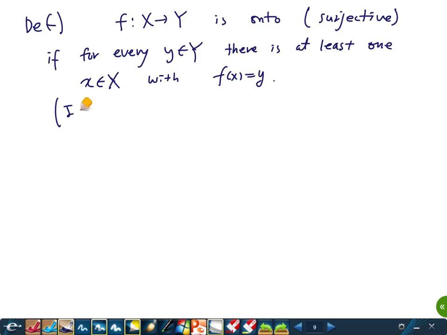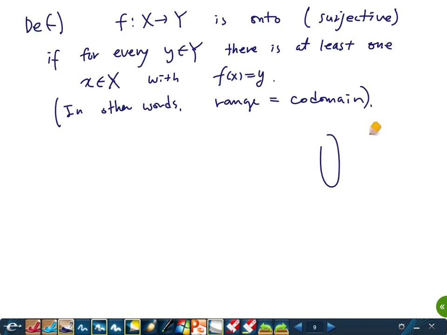So in other words, it means codomain equals range. Range equals codomain. It has the same meaning. So everything, if you have x and y, everything here must be mapped by this function. No matter what point you pick in this codomain, there must be an arrow pointing to that point. That's what onto means.